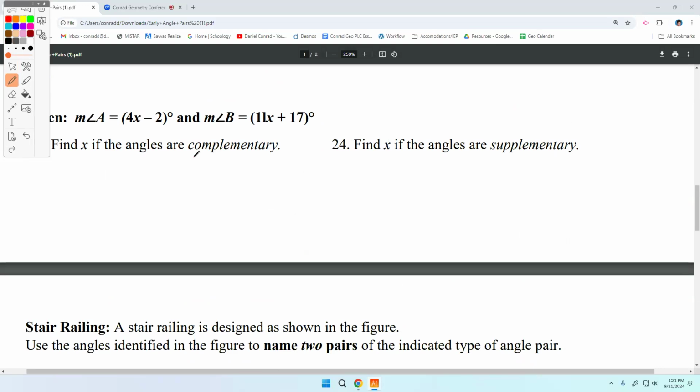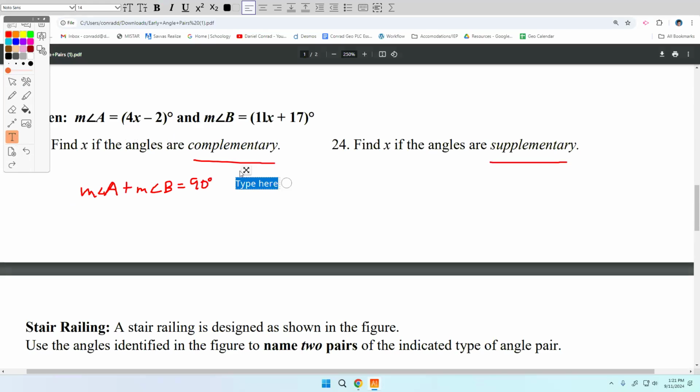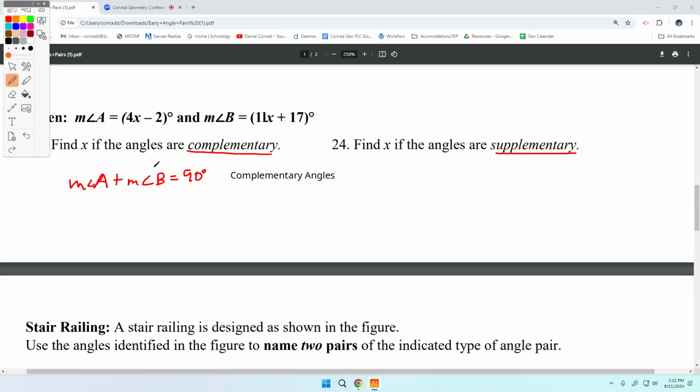Same thing, they're telling us the first situation, they're complementary. Second situation, they are supplementary. So if they're complementary, the measure of angle A plus the measure of angle B is going to equal 90 degrees. Our justification is that they are complementary. So the reason our equation works, complementary angles. And once we have the equation and the justification, we can substitute in and solve.